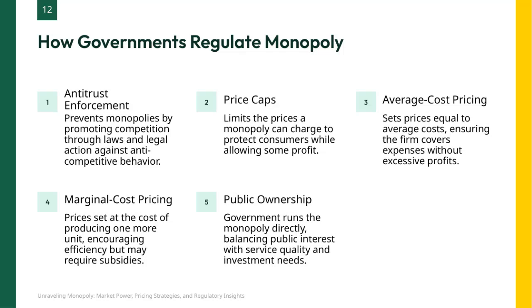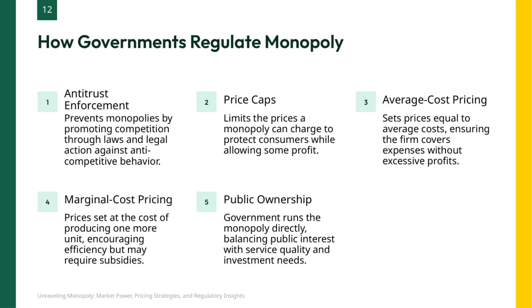When it comes to regulating monopolies, governments have several tools at their disposal. First, there's antitrust enforcement, which aims to prevent monopolies from forming in the first place by promoting competition through laws and legal actions against anti-competitive behaviors. Then we have price caps, which set limits on the prices monopolies can charge. This approach protects consumers by ensuring prices remain fair while still allowing the company to earn some profit.